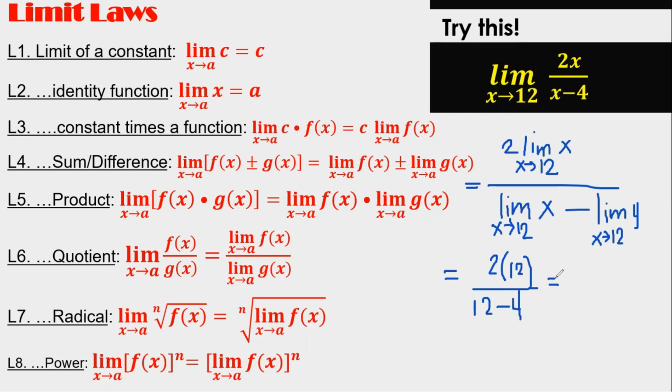Okay, so the answer here is, 2 times 12, that is 24, over, we will be subtracting 4 from 12, so that is 8. So we can still divide this one, or reduce this one to lowest terms, so that is 3. So the answer here is 3. So this is the final answer. Okay? Okay. Next.